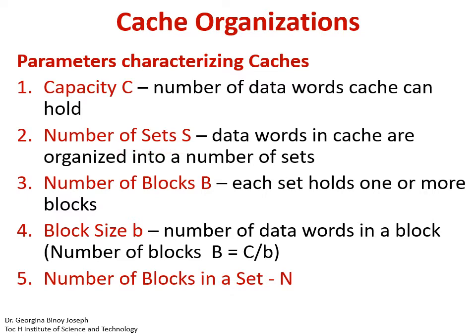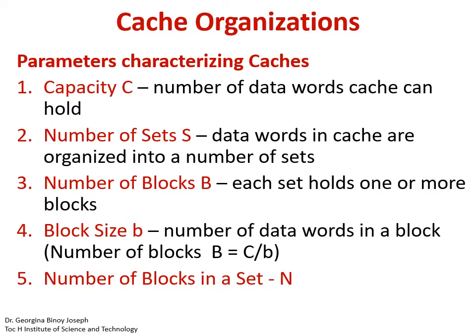The data words in the cache are organized into a number of sets. The cache has a number of data words. The number of data words is called C, and the C data words are organized into a number of sets, and the parameter for that is S.